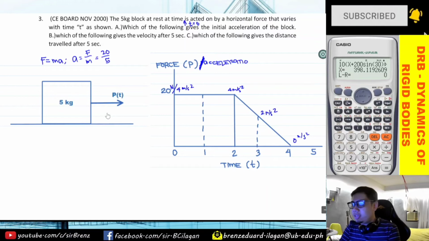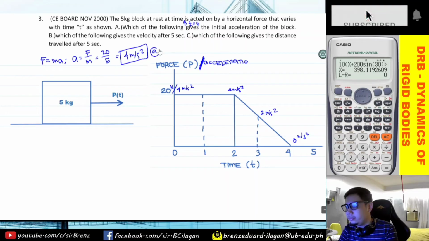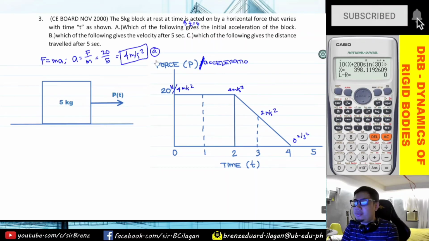Okay, so, I think we already answered the question for letter A. So, that is 4 meter per second squared. Dali lang, di ba? Next, which of the following gives the velocity after 5 seconds?